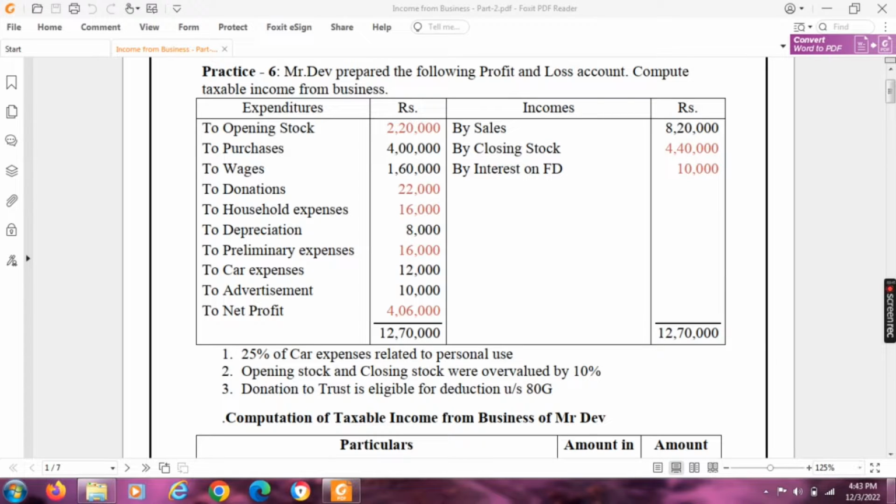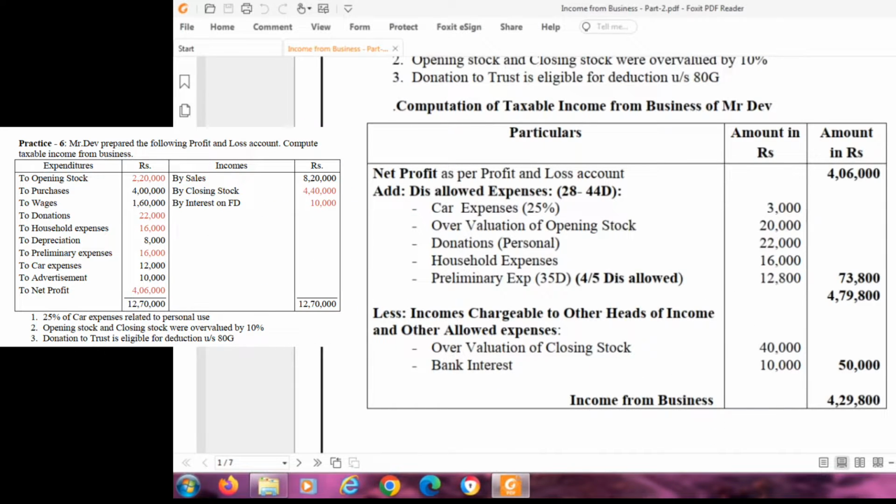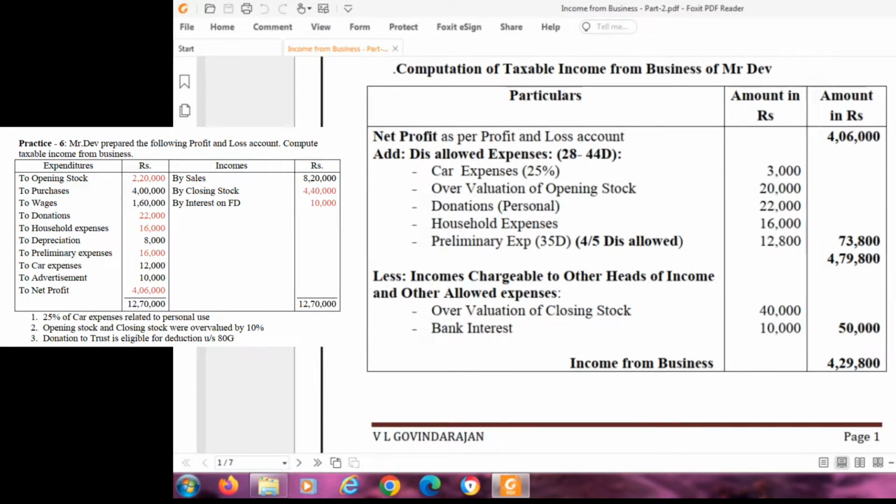How to compute? Let me start the answer. Computation of taxable income from business of Mr. Dev. First, net profit as per P&L account, 4,06,000. Add disallowed expenses, section 28 to 44D, and leave 7 or 8 lines gap here, please. And less incomes chargeable to other heads of income and other allowed expenses, and leave 4 lines. Just we have to fill it, that's all.